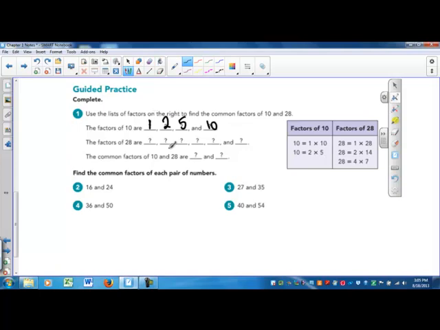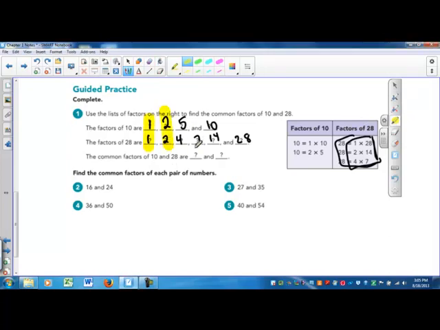Again, I went smallest to biggest. The factors of 28 are 1, 2, 4, 7, 14, and 28. Just getting it from right here. These are your factors right there. Those are your factors. And then you look at it and go, oh, well, which ones do they have in common? They have 1's in common.